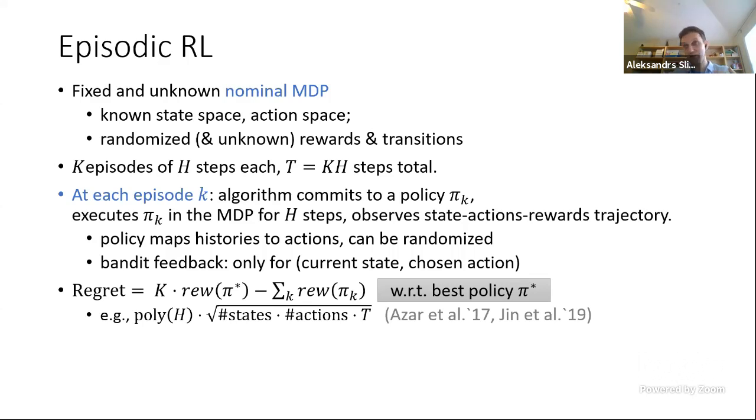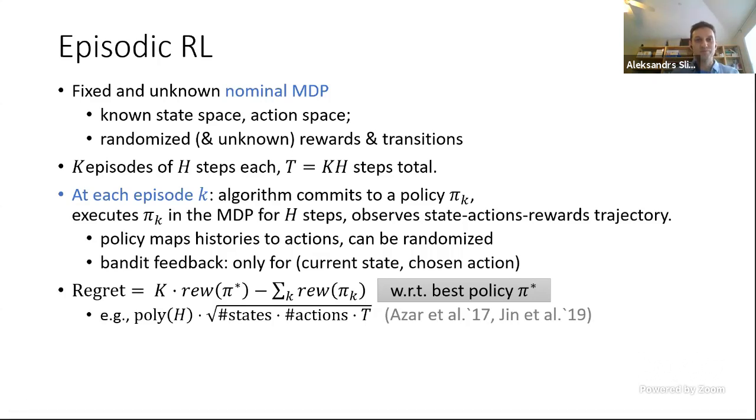We're interested in regret, defined in a standard way. In particular, one can obtain regret that scales as a root of the number of states, the number of actions, and the time horizon, and it's known to be optimal. By the way, the dependence on H, the number of steps in an episode, is usually of secondary importance in this work. So we will just leave it at a polynomial and not try to optimize it beyond that. Okay, so that's the standard thing, episodic RL.